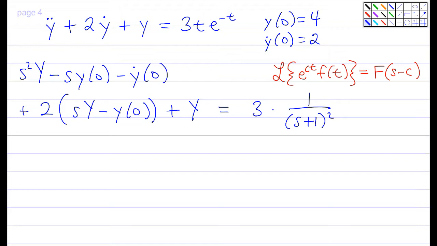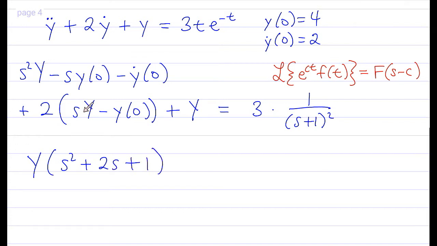All right, let's simplify things a bit. As usual, we collect terms with y, with capital Y. And I get s squared plus 2s plus 1. That's this term, and this term.